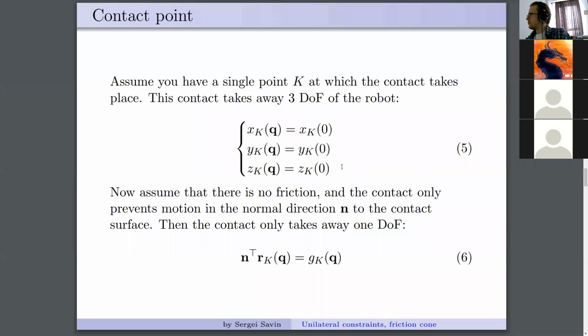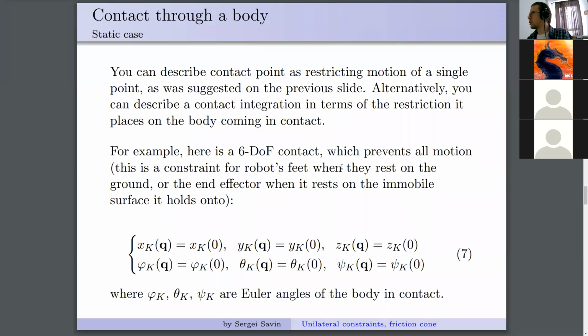Good. Now, imagine instead of a point, you have a whole body coming into contact. Imagine your foot, or a foot of a walking robot. That is the whole body, and it directly contacts the ground. So this whole body will lose 6 degrees of freedom. So of all the degrees of freedom that it has, if it contacts the ground, it can lose at least 6 degrees of freedom. Doesn't have to, right?